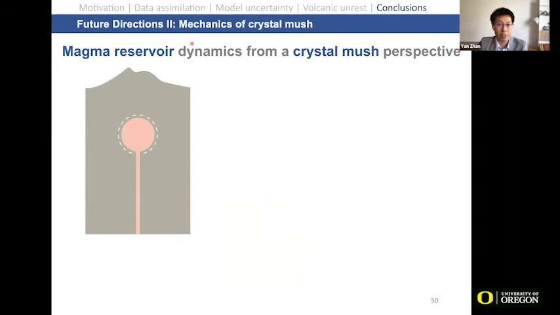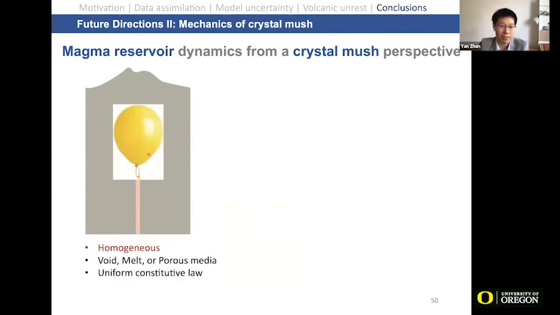Another direction, which is more ambitious, is to study the magma reservoir dynamics from the crystal mush perspective. So far our model is very simple, like a balloon. It's homogeneous, since we use void, melt, or some porous media inside this balloon. It's controlled by a uniform constitutive law.